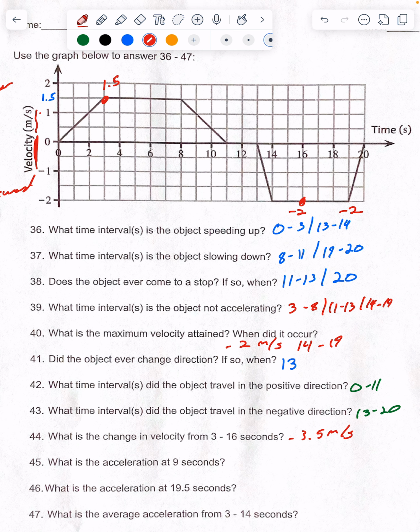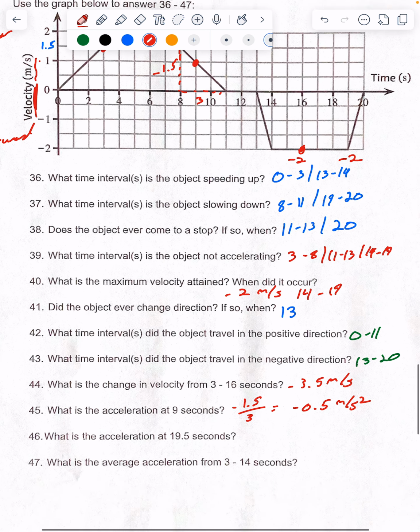What is the acceleration at 9 seconds? Remember, acceleration is slope. At 9 seconds, you're right here. You could do the whole y2 minus y1 over x2 minus x1, or just draw a triangle and do rise over run. You went down 1.5, so -1.5, and you went over 3. So you would do -1.5 over 3, and you get -0.5 meters per second squared.